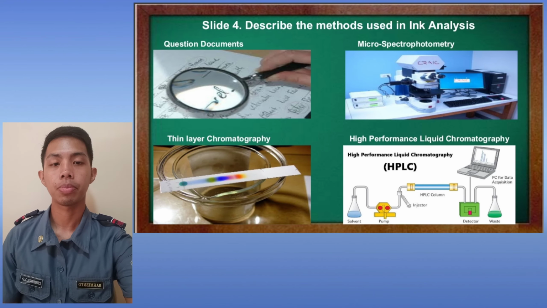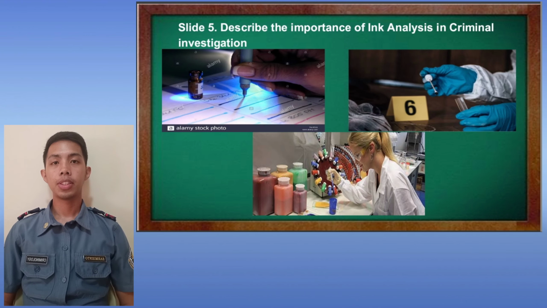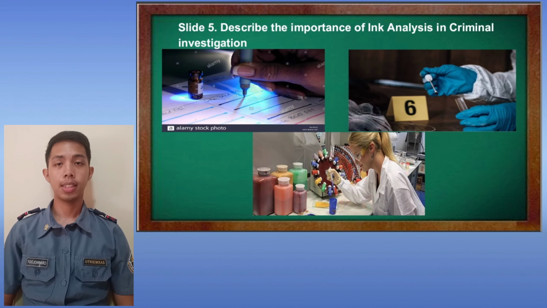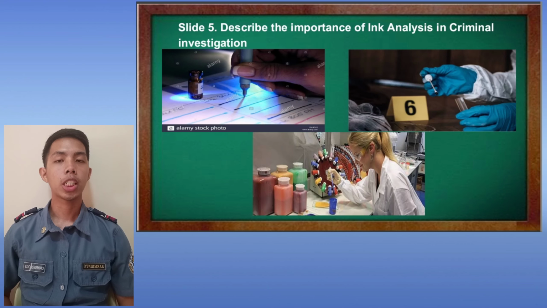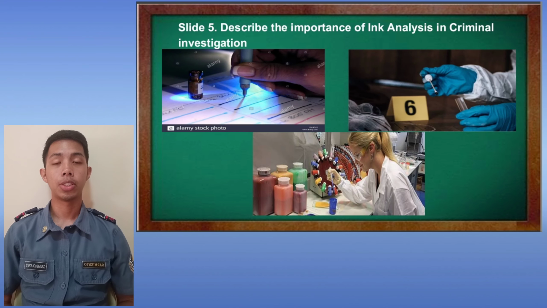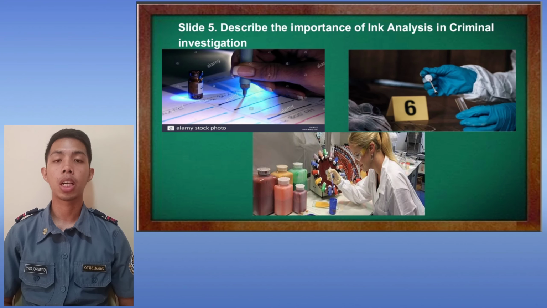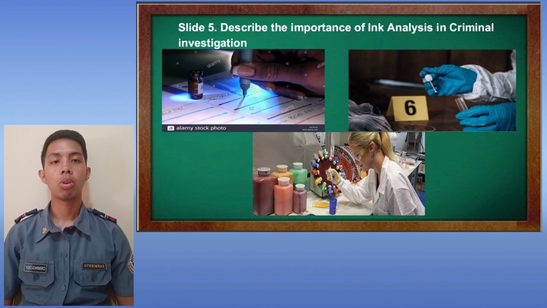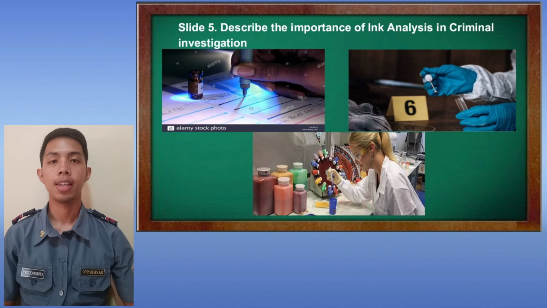Okay, next. Fifth slide, describe the importance of ink analysis in criminal investigation. The importance of ink analysis in criminal investigation has been noted in cases of obliteration, for differentiating inks on the basis of their chemical composition. Further, the source and also the age of the ink, which ultimately gives the approximate age of the document, provide leads and clues in the investigation process.